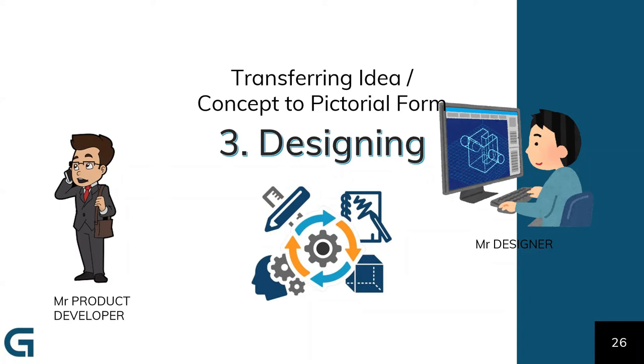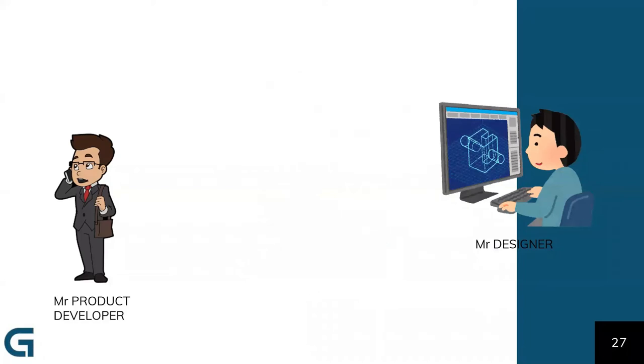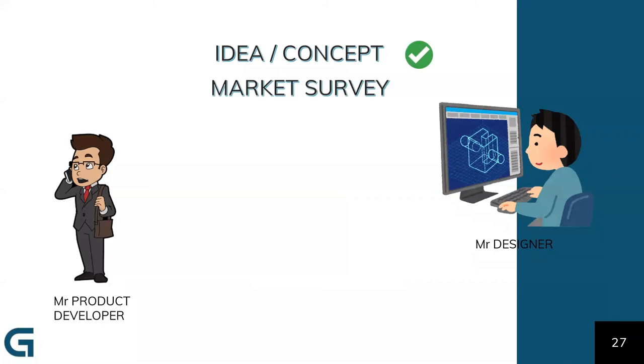So this is a very important part. Why is it important? In the further slides we'll come to know. Now the idea and concept is done, the market survey is done, and the designing is also done. So I want the participants to tell me, what would be the next process? Any guesses? The idea is accepted, market survey is done, and our designing is also done. So what is the next step we have to do? Any answers?